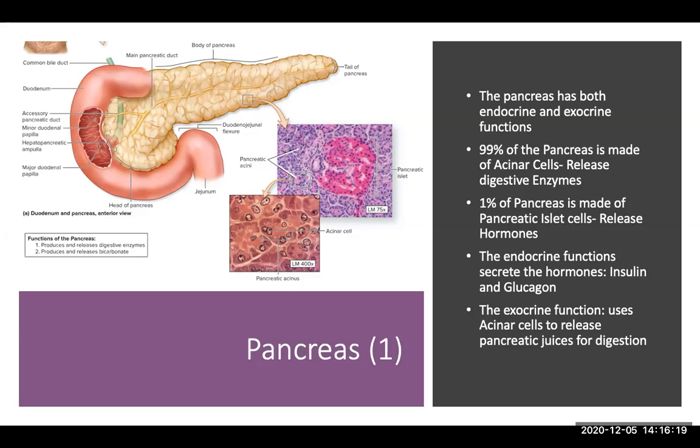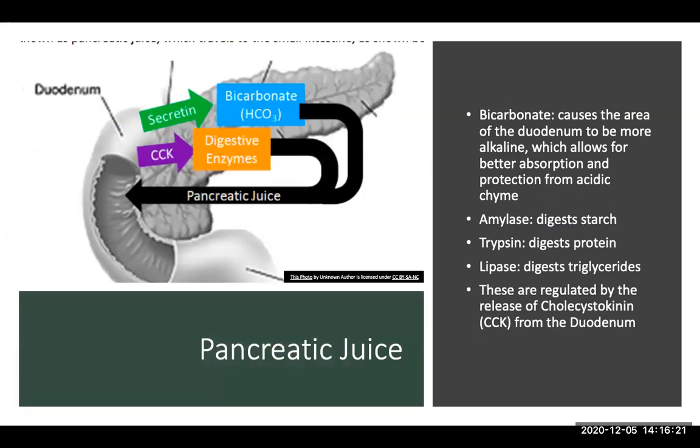pancreatic juices for digestion. The pancreatic juice is made up of bicarbonate, amylase, trypsin, and lipase, and they're all regulated by the release of CCK from the duodenum. Bicarbonate causes the area of the duodenum to become more alkaline, which allows for better absorption and protection from acidic chyme that came from the stomach. Amylase digests starch, trypsin digests protein, and lipase digests triglycerides.